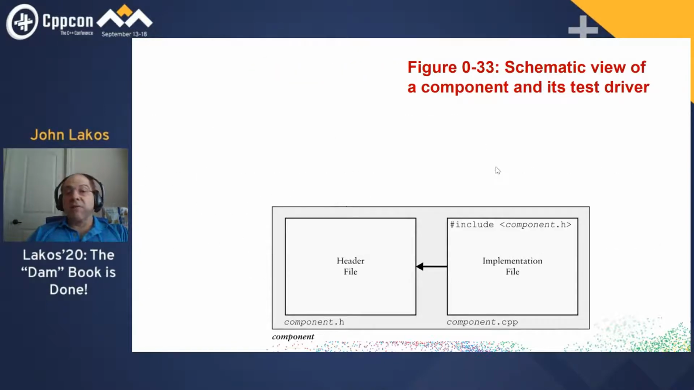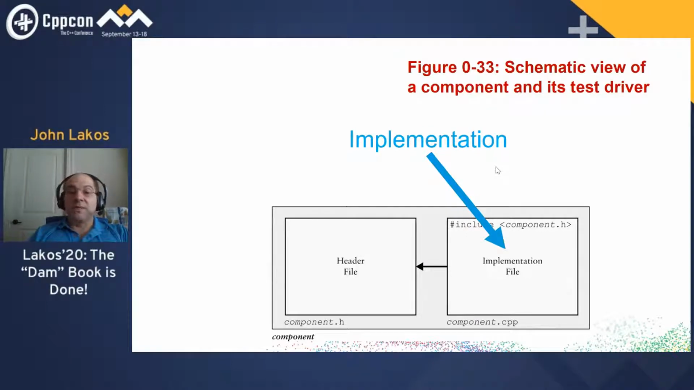So one of the things that we take as a given is that a component consists of a header file and almost always one like-name .cpp file. I say almost always because in very rare situations in embedded code, you might have physical properties, but we won't go into that. So for the purposes of this talk, a component is a .h and a .cpp file. This is the header. This is the implementation. The header is the physical interface. The implementation is the physical implementation.